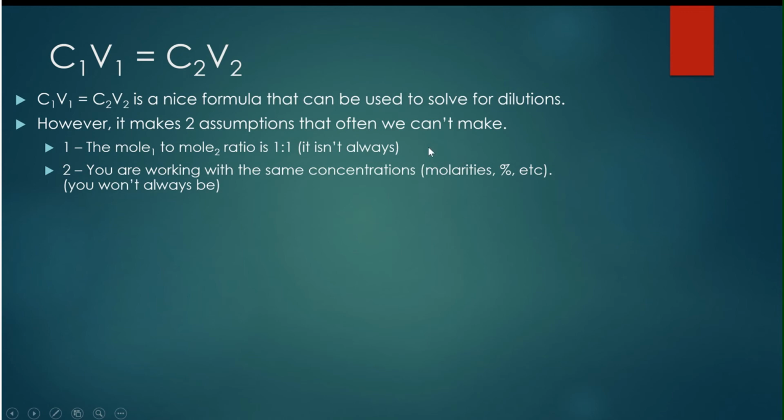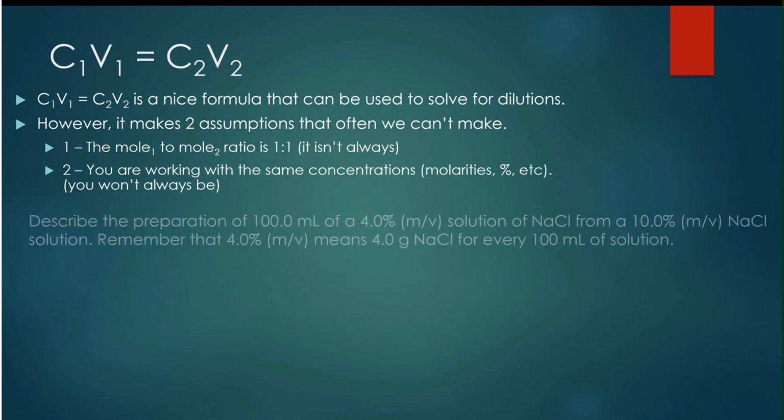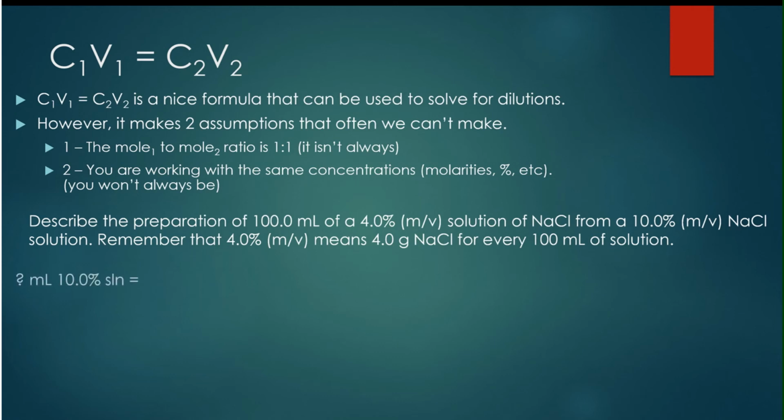What if you're going from a molarity to a percentage? What if you're diluting a molarity down to percentage, or vice versa, percentage into a molarity? An example of that: describe the preparation of 100 milliliters of a 4% mass to volume solution of sodium chloride from a 10% mass to volume sodium chloride solution. So again, giving us a hint here that 4% mass to volume means 4 grams for every 100 milliliters of solution.